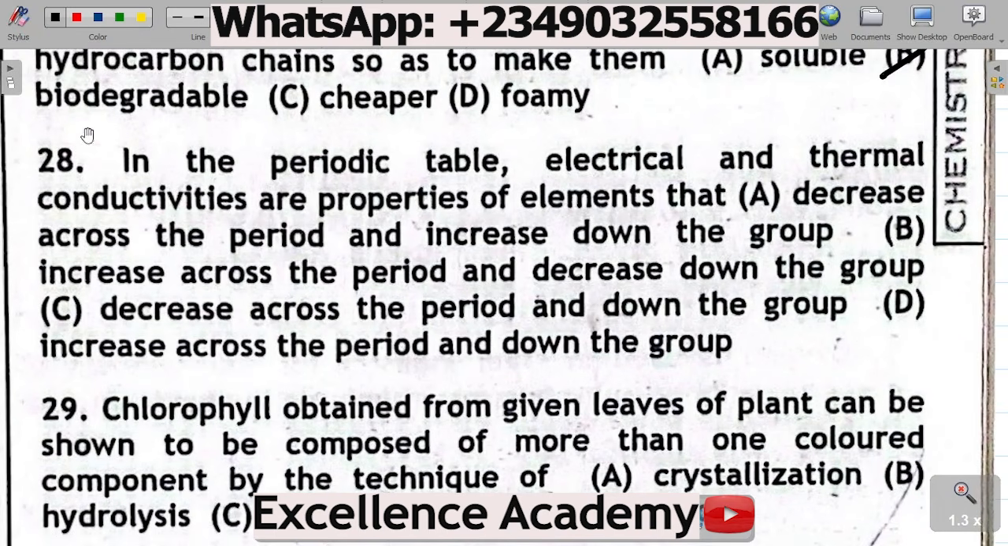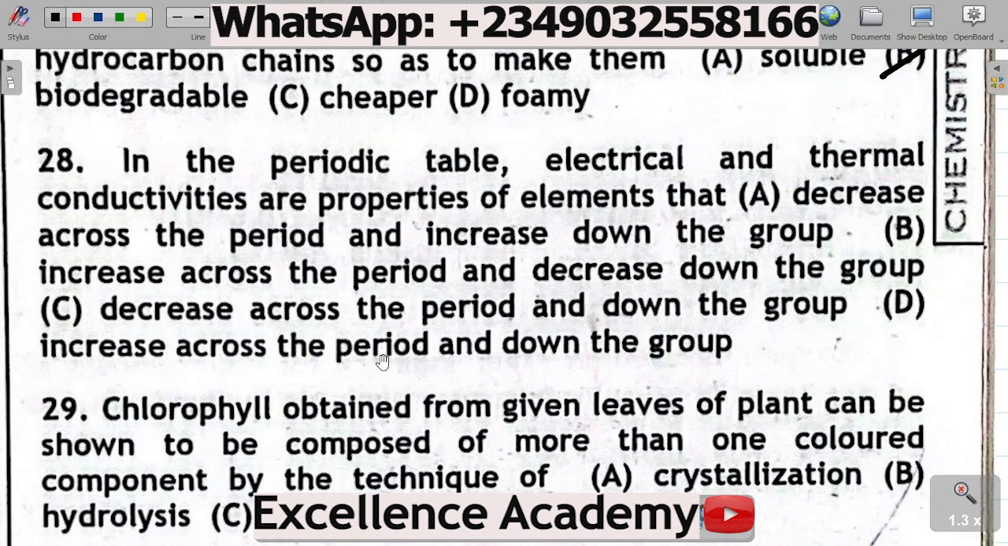Next up, question number 28. 28 says, in the periodic table, the electrical and thermal conductivities are properties of elements that A. Decrease across the period and increase down the group. B. Increase across the period and decrease down the group. C. Decrease across the period and down the group. D. Increase across the period and down the group. For 28, you want to note that in the periodic table of elements, thermal conductivity and electrical conductivity increase down the group and decrease across the period, respectively.